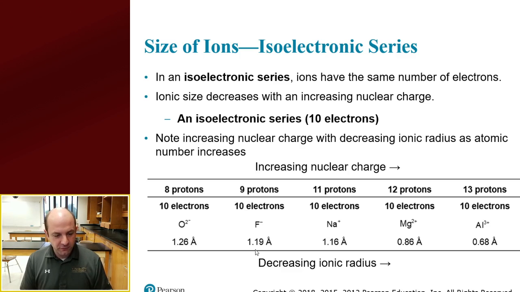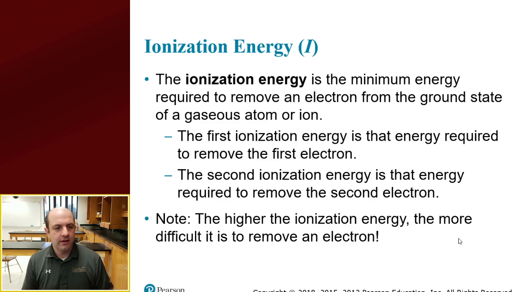As we increase to fluoride, it gets a little smaller. Sodium gets a bit smaller. Magnesium gets smaller. Aluminum, even smaller. So all of these have 10 electrons, but as we get more and more protons, the radius gets smaller and smaller. All right, well, let's talk about removing those electrons.